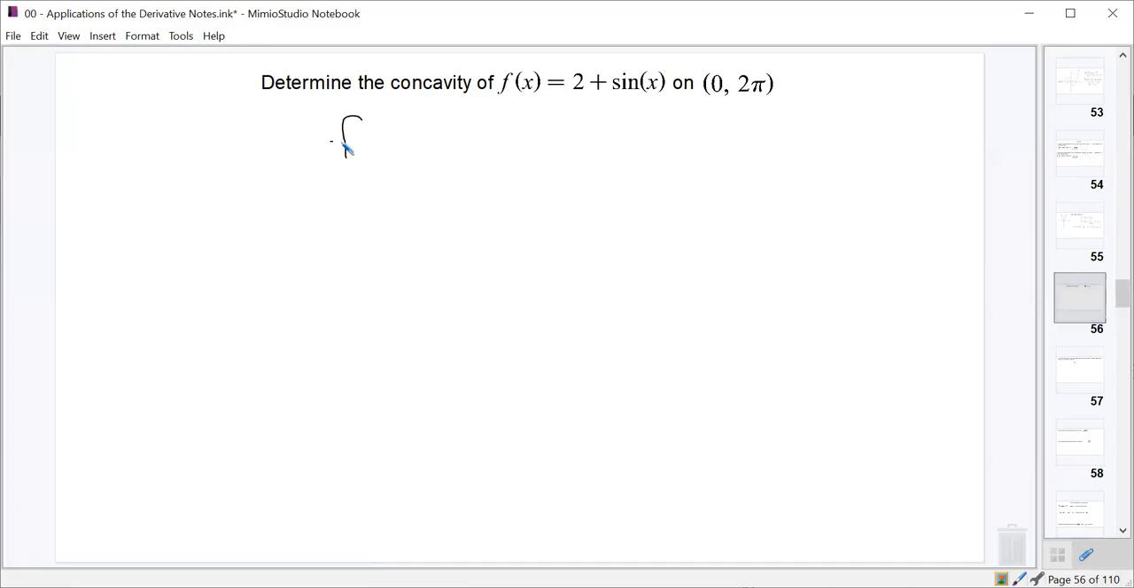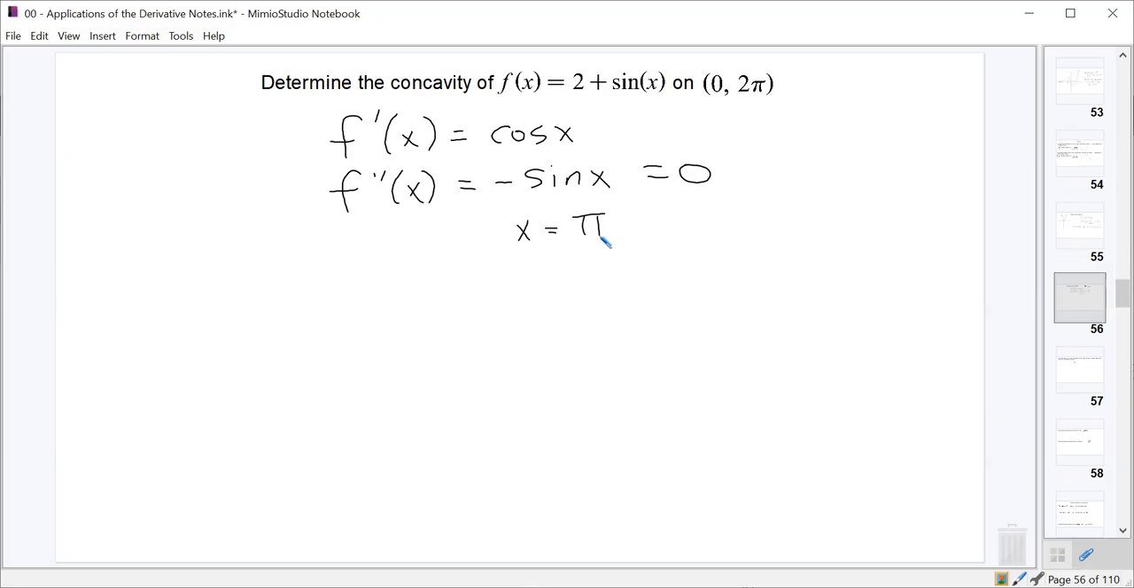So step 1 to determine the concavity is take a derivative. f prime of x is, well, the derivative of 2 is 0, and the derivative of sine is cosine. And then a second derivative, f double prime of x is just negative sine x. f double prime of x equals 0 whenever sine of x equals 0 on this interval. Well, the only place where sine of x is going to equal 0 between 0 and 2 pi would be at x equals pi.